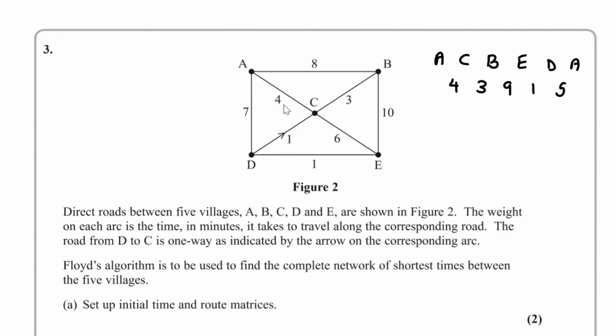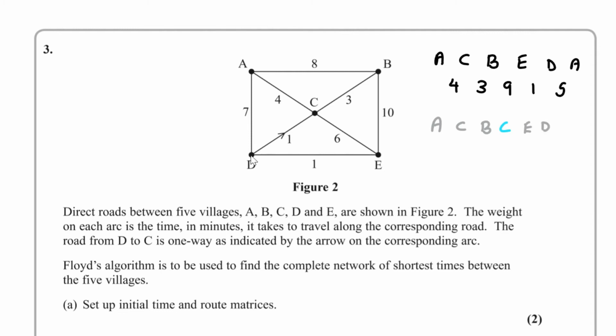So A to C, that's 4, that's fine. And then from C to B, that's 3, that's fine. And then B to E, that's 9. So you can see to go from B to E, for a total of 9, we have to go via C. So we have to amend our cycle, so we have A, C, B, and then we have C here, and then E over here.